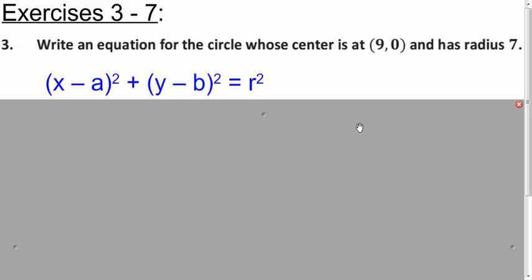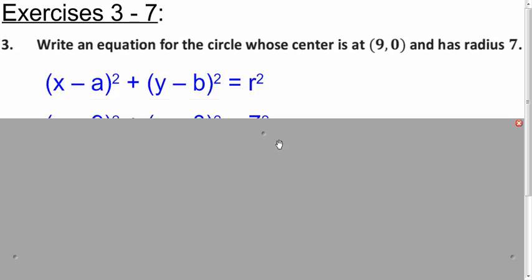So let's apply what we've learned. We want to write an equation for a circle with the center 9, 0 and radius 7. So try that on your own, and I'll show you my solution. So we write down our formula. And a in this case is 9, and b is 0, and r is 7.